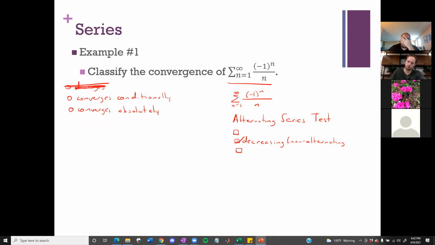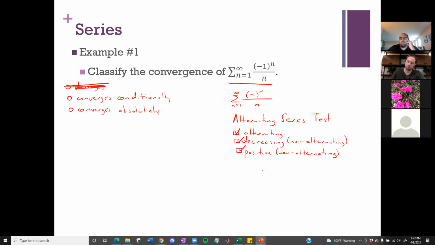What else has to be true for the alternating series test to be usable? It needs to be positive. Yep, and that's the non-alternating part. And what's our third condition? It needs to be alternating. Yeah, and that's what the negative 1 to the n is going to do. Every other term is going to be positive. So we meet all the conditions, and I'm allowed to use the test.